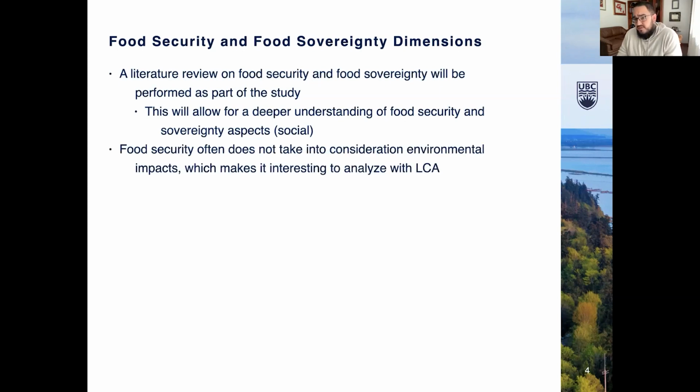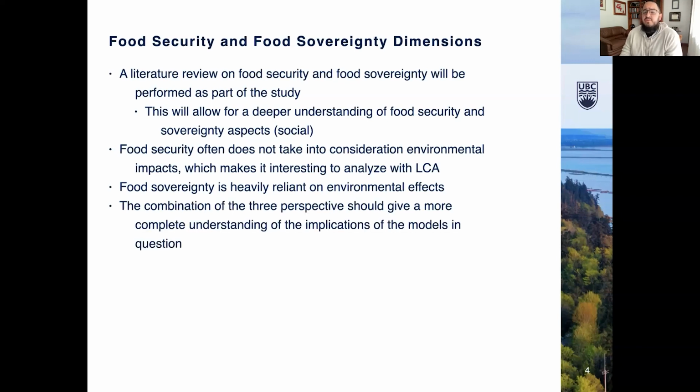Food security often does not take into consideration environmental impacts, which makes it interesting to analyze in conjunction with LCA, as it will also give some different perspectives to LCA itself. In the case of food sovereignty, it is heavily reliant on environmental effects. However, so far we've seen that it is not so specific on how to measure them, which makes LCA interesting, as it is a very numerical way of doing it. The combination of the three perspectives should give the study a more complete understanding of the implications of the models in question, specifically the supply managed model, which takes into consideration some of the social aspects that pure LCA wouldn't deliver in this situation.